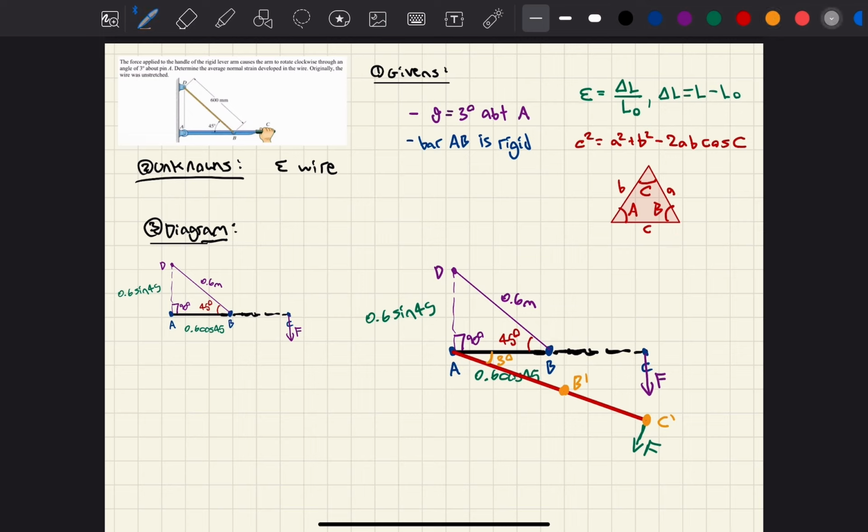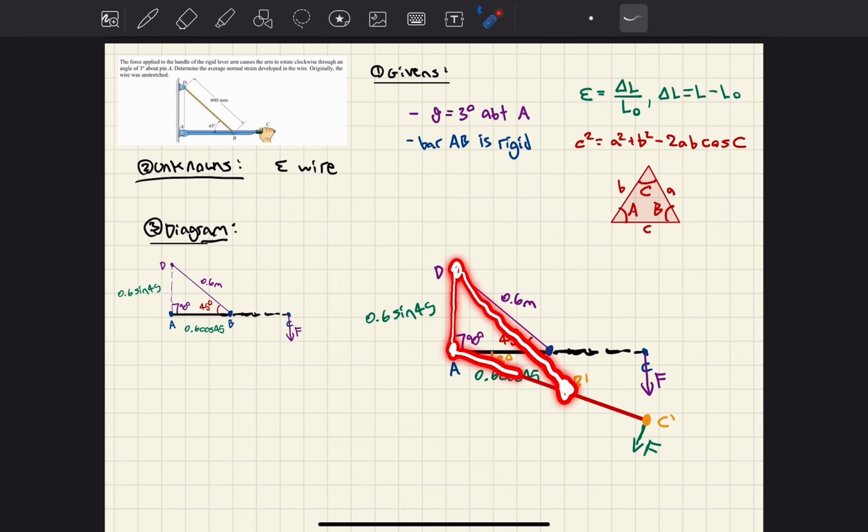The wire is going from D. It's still going from D, and it's going to B. Let me pick a thicker color. That's not straight. Perfect. That's a very messy drawing, but hopefully you get the idea. This is our new structure once you apply this force right here. You have B prime, you have C prime, you have your original point A, and you have your D.